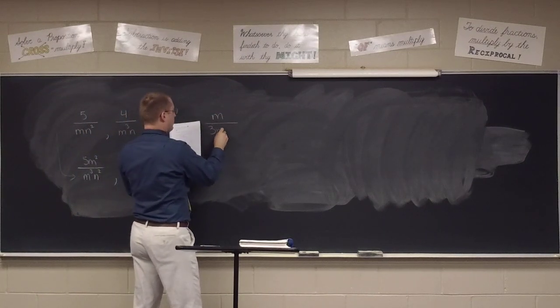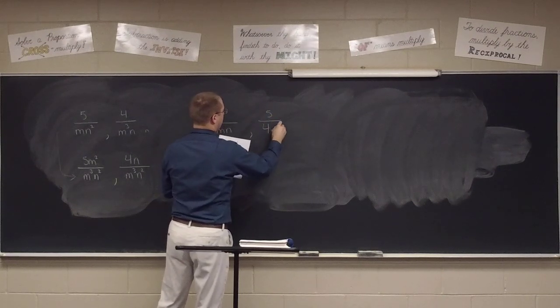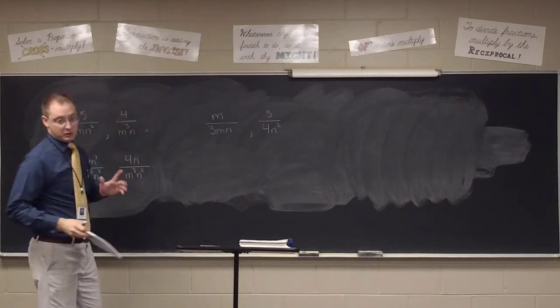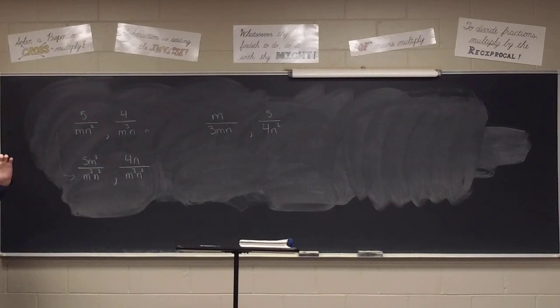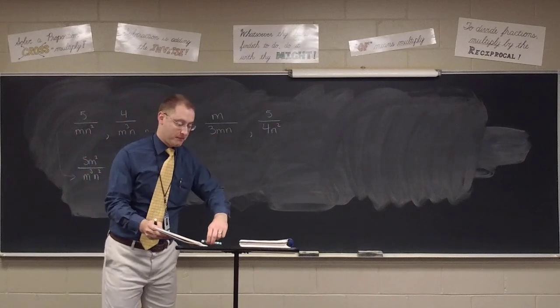M over 3mn and 5 over 4n squared. Now, a couple things we're going to do here just a little bit differently because I'm lazy and I want to go as fast as I can and do as little work as I can.